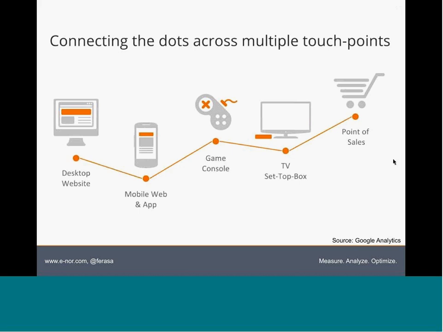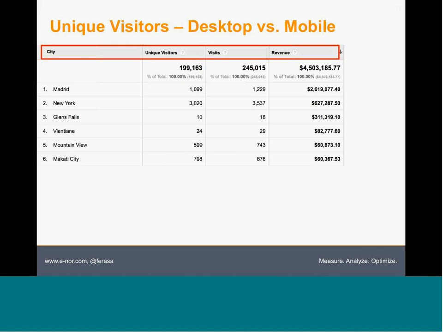So the idea here, process-wise, if you remember my earlier slide on technology, process, and people, process-wise, we need to bring that awareness within our organizations to be able to do this level of tracking. Otherwise, we really can't get to that ultimate view of the visitor across these different systems.